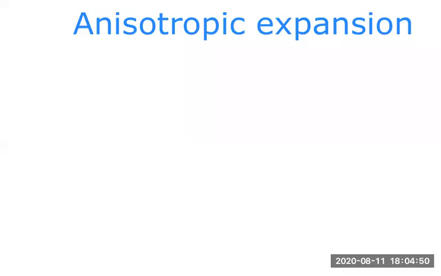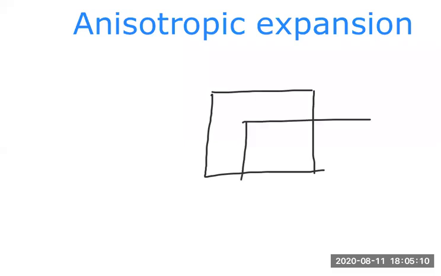Anisotropic expansion. We are going to discuss the expansion in three dimensions. If you observe, first let me take one cube here. A cube has 3 dimensions, that means x axis, y axis, z axis. All the 3 axes it has.